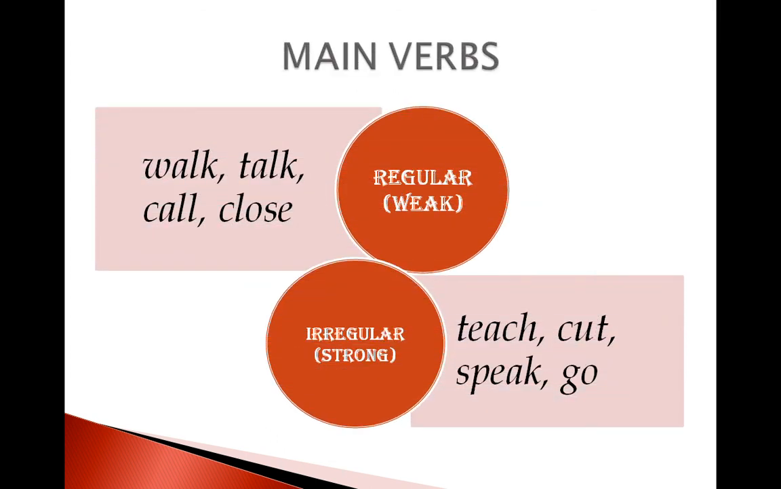The next type of classification of main verbs depends upon the conjugation of those verbs. In simple words, it depends on how the second and the third forms, the past and the past participle forms of those verbs are made. Whenever we require addition of D or ED to make past and past participle form of a verb, that verb is called regular or weak verb. And whenever any other method other than addition of D or ED is used to make past and past participle forms of a verb, it's an irregular or strong verb.